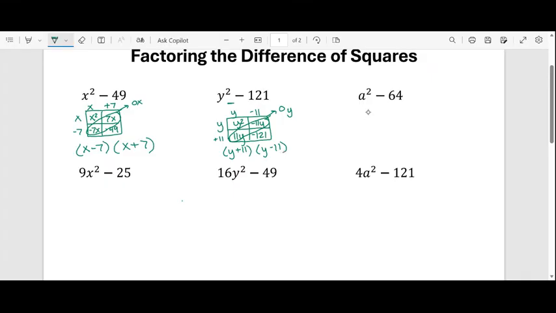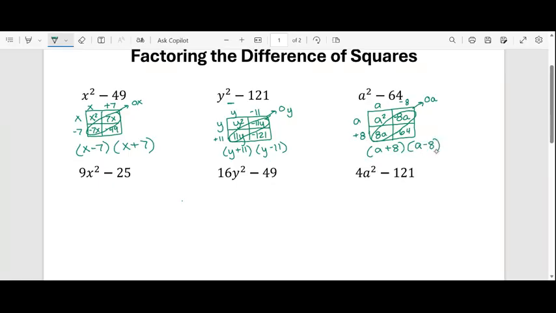Now, let's do one more, and we'll do this quickly. To get a squared, I multiplied a times a. To get negative 64 as a perfect square, I had to multiply negative 8 times positive 8. So I have negative 8 and positive 8, and that'll multiply to negative 64. I'll get 8a here, negative 8a here, and it adds up to 0a. It cancels out in the middle, so my factor is going to be a plus 8 times a minus 8.